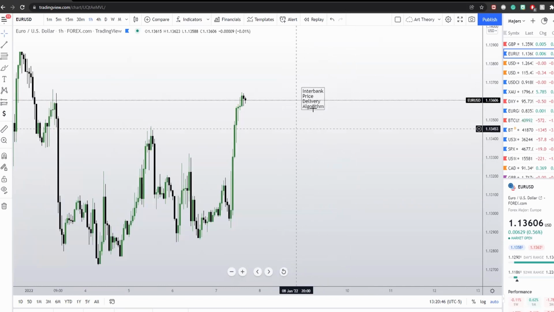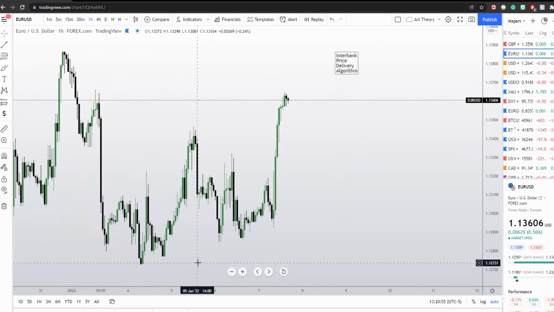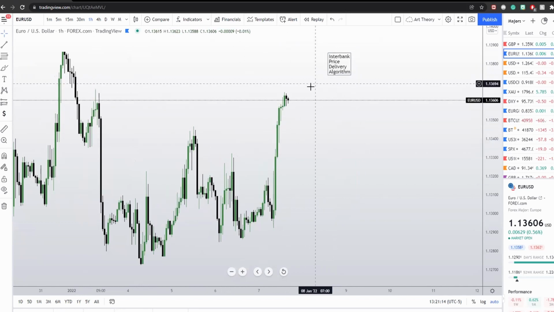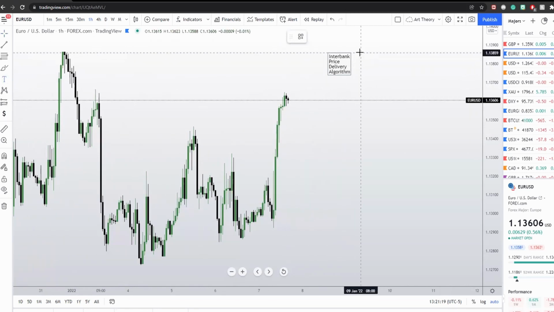So what does IPDA do? IPDA moves price to where? To liquidities, to buy side liquidity or sell side liquidity. The IPDA moves price, or in this term, the IPDA delivers price using an algorithm. So the interbank delivers price using an algorithm to seek buy side liquidity and sell side liquidity. And how they use it, or what we coin their moves, is also from ICT.